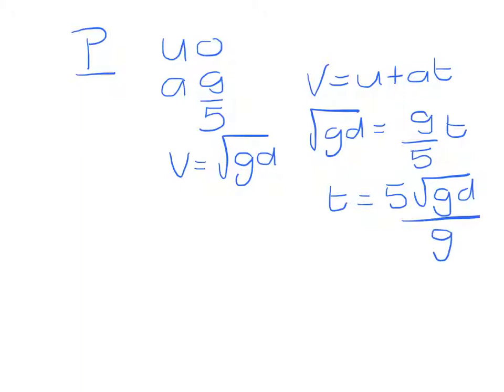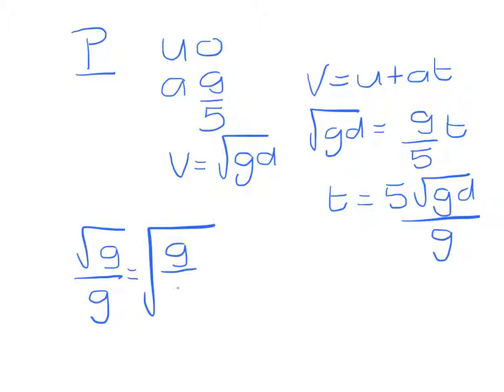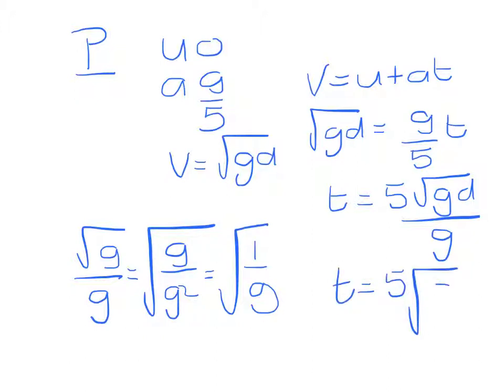If we consider the g's, the square root of g over g is the square root of g over g squared, so it is the square root of 1 over g. This means that t simplifies to 5 root d over g.